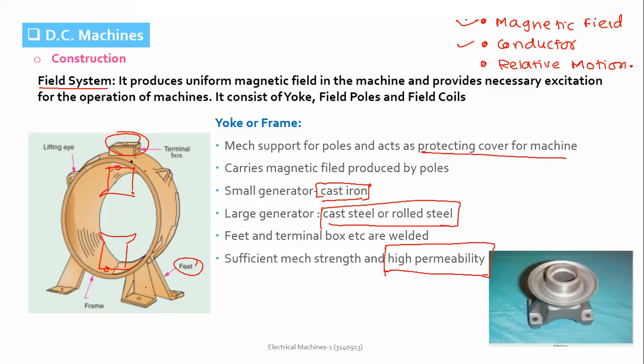Any doubt about the yoke or frame? It is simply the outer body of the machine, and its function is to support the poles. We'll see the poles in the next slide. The poles will generally be mounted over the frame. They are generally bolted on the frame, and it also acts as the protecting cover.